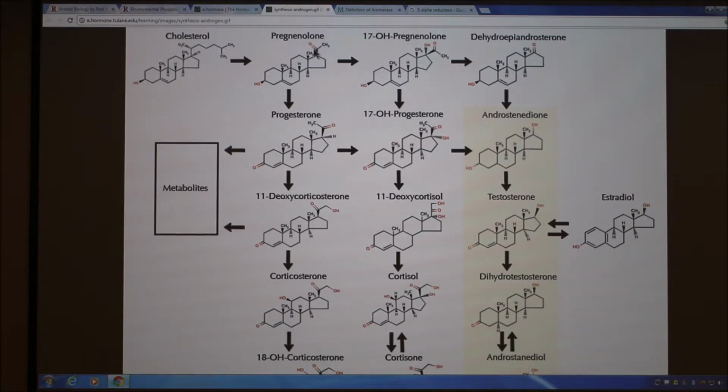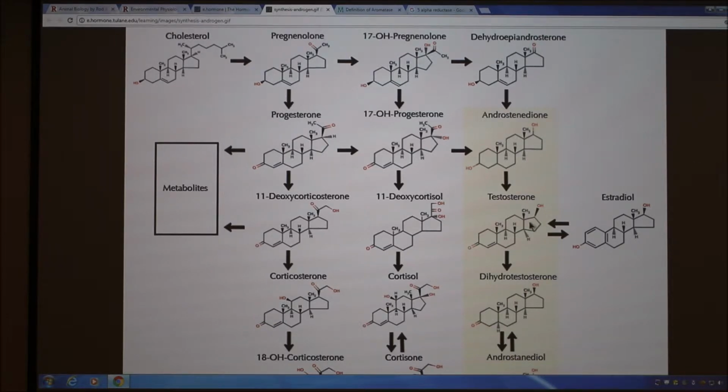Cholesterol goes to pregnenolone, and then you've got a series of other reactions. Every step is an enzyme, a specific enzyme. So how would you prevent pregnenolone from being synthesized? You would have an enzyme inhibitor, whatever enzyme is up here that catalyzes that reaction. So anytime you want to stop a steroid from being made, you give an enzyme inhibitor. And I'll give you one example here shortly.